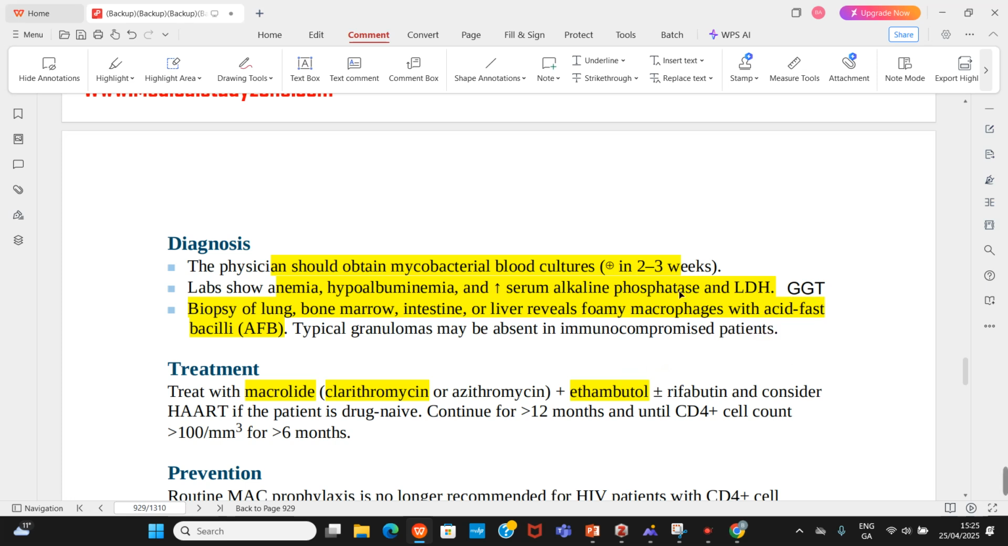These are very specific for Mycobacterium avium behavior. They are going to be elevated. ALP and GGT, involvement of the liver. Hypoalbuminemia too, involvement of the liver.